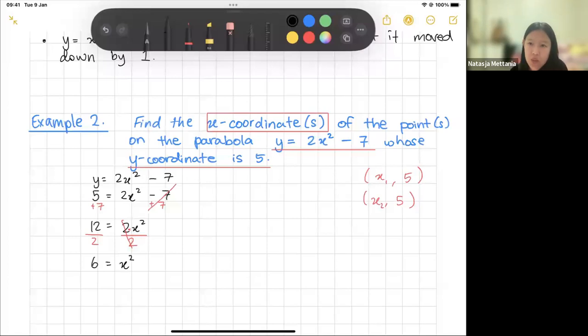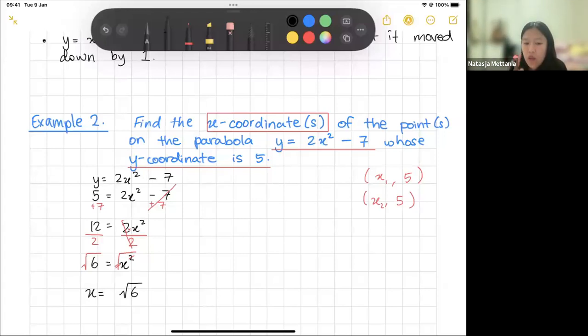But I want my x coordinate, right? I just want x by itself. How do I get rid of this squared? You guys are smart. I'm going to use my square root. I'm going to take the square root on both sides. The squared and the square root on the right-hand side will be gone, and what I'm left with is x equals square root of 6.